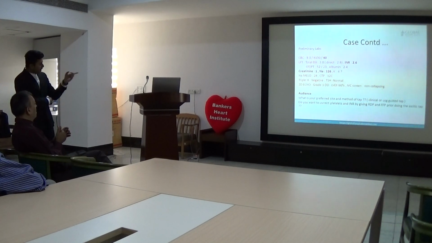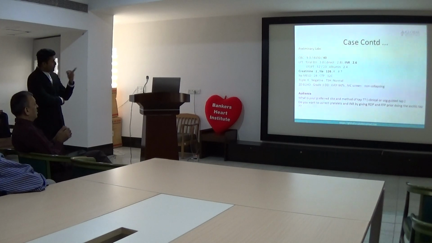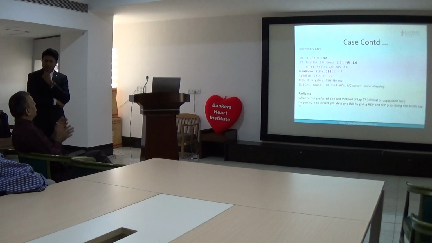Again, the second most important thing, since we know that the platelets are 40 and INR is 2.6, would you want to give some products, platelets, FFP, anything? These cirrhotic patients most of the time, even though there is not much hypersplenism, the WBC count is normal. Even with hypersplenism, if you think the bone marrow is producing a good number of platelets, there is no reason to give any product.